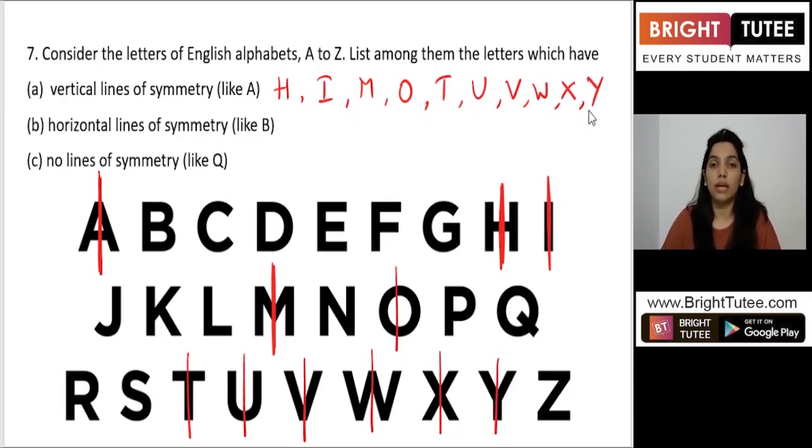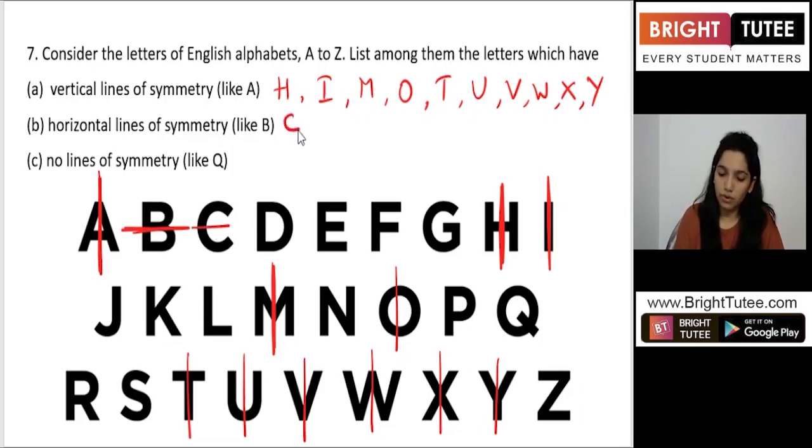Now horizontal line of symmetry, like B. So B can be divided like this, right? So it has got a horizontal line of symmetry. So C can also have a horizontal line of symmetry. D can have a horizontal line of symmetry. E can have a horizontal line of symmetry. F, G, H, K. K has got a horizontal line of symmetry. Then L, M, O can have a horizontal line of symmetry.